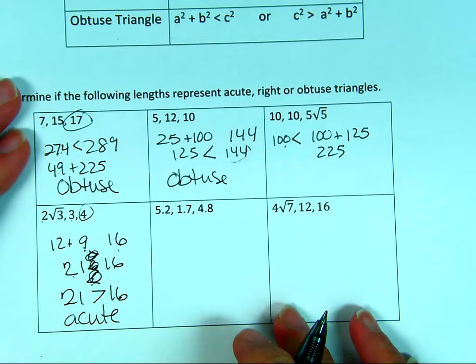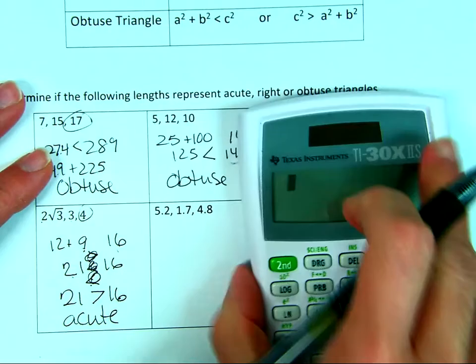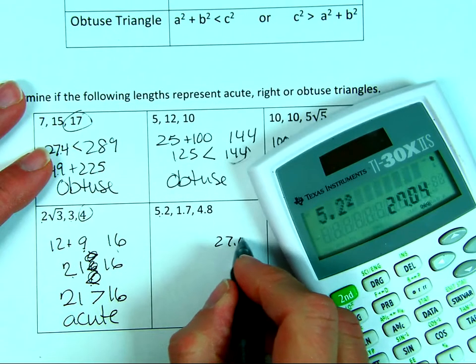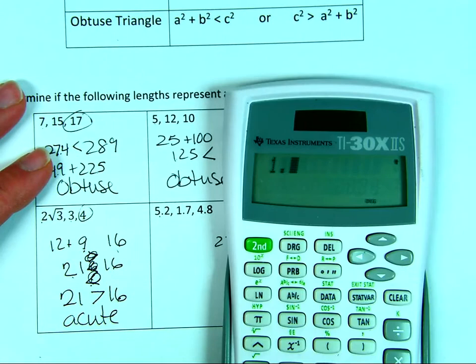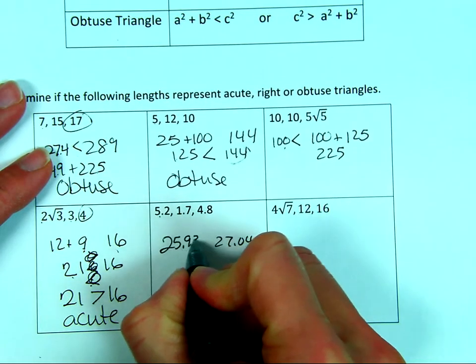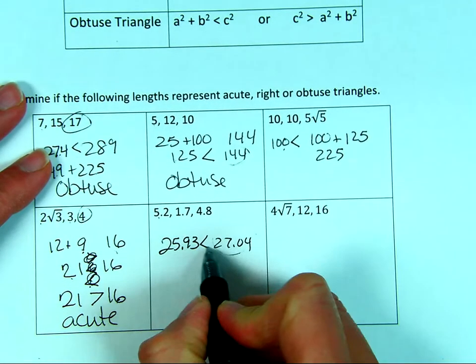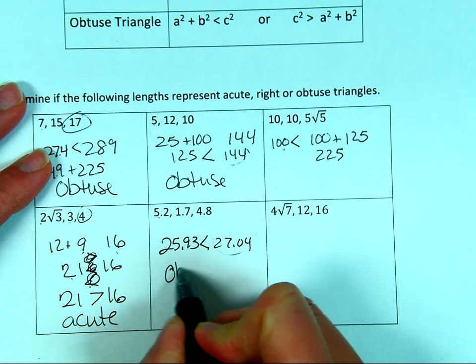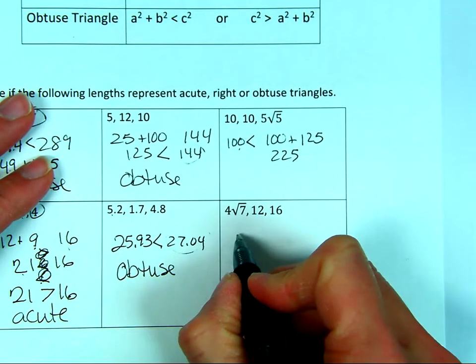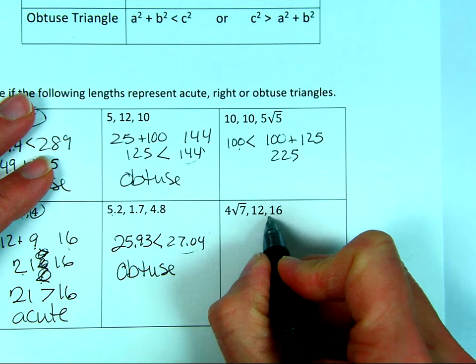All right, so over here, I'm going to get my calculator out. 5.2 is the biggest, so 5.2 squared. So we got 27.04. And then 1.7 squared plus 4.8 squared. I'm just going to do that all on my calculator. I got 25.93. So c squared was bigger than this, so that means it's obtuse. And then let's try this one. It looks like that's the biggest.